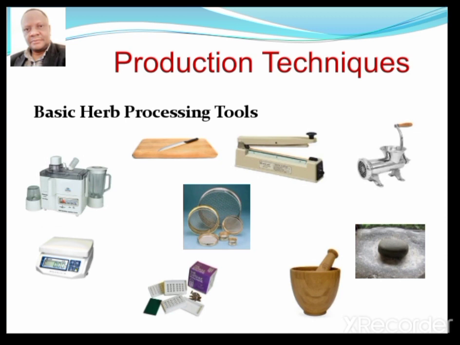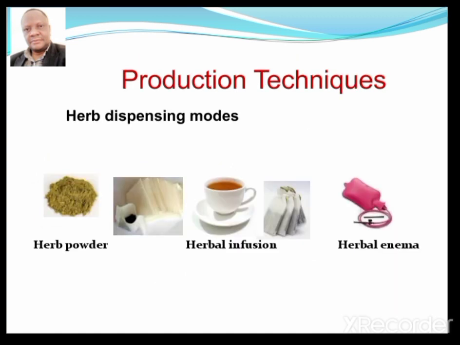As a budding medical herbalist, you should have basic herb processing tools, your juicers, your chopsticks, different sieves, your sealing machines, your grinding machines, your pestle and mortar. All these are basic things which can be found in almost every kitchen.